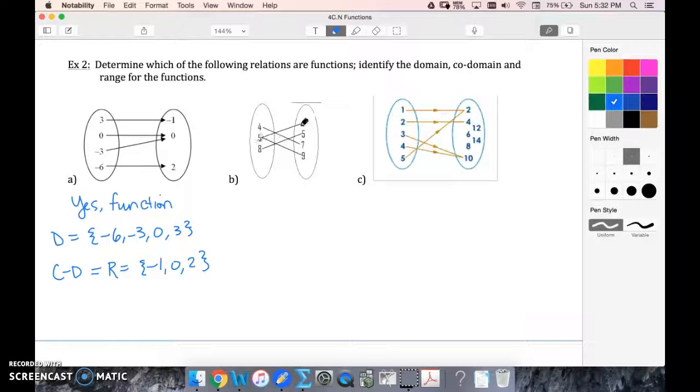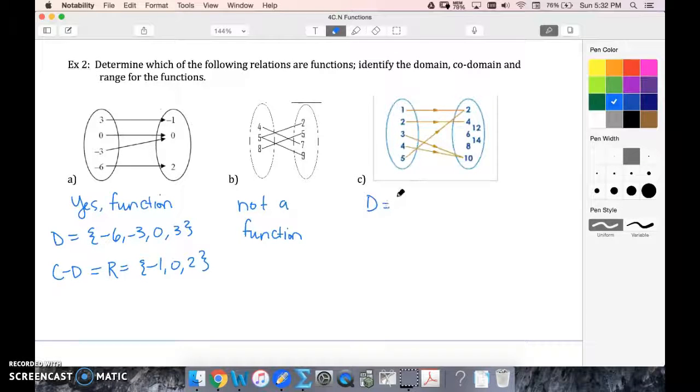So 5 does not map to a unique element. This is not a function. It could be a relation, but it is not a function. All right? Every value is used. Every value has a single line coming out of it. I see here my codomain and domain are different though.